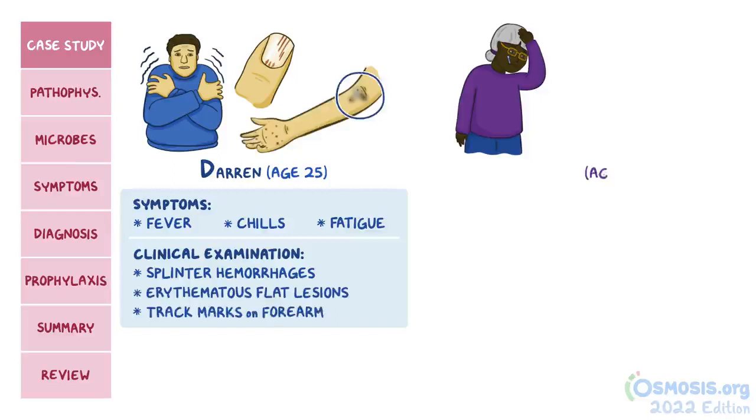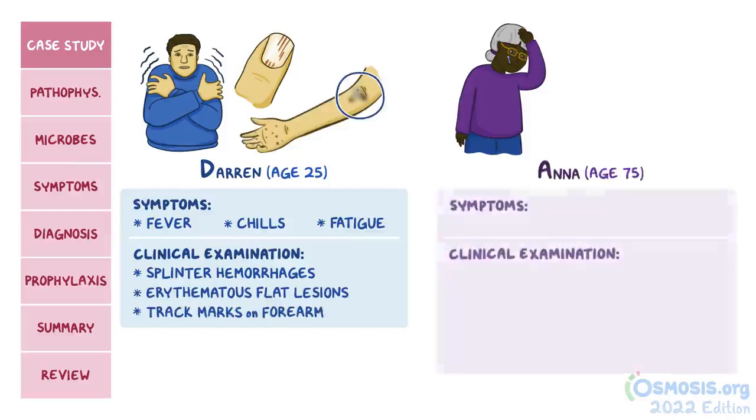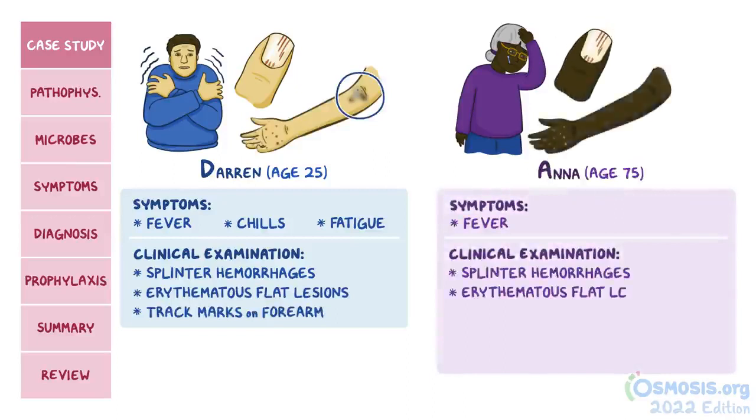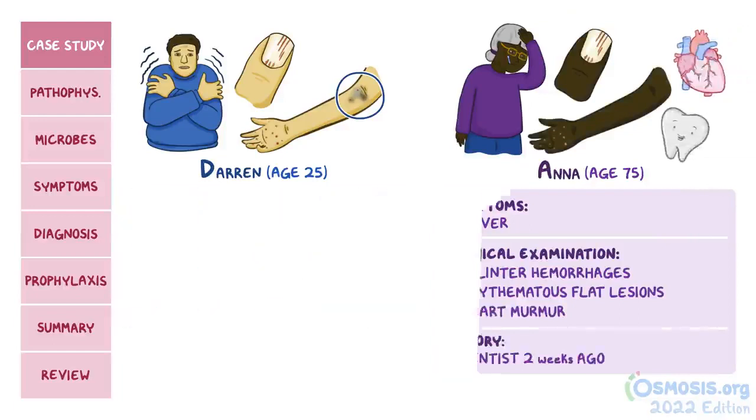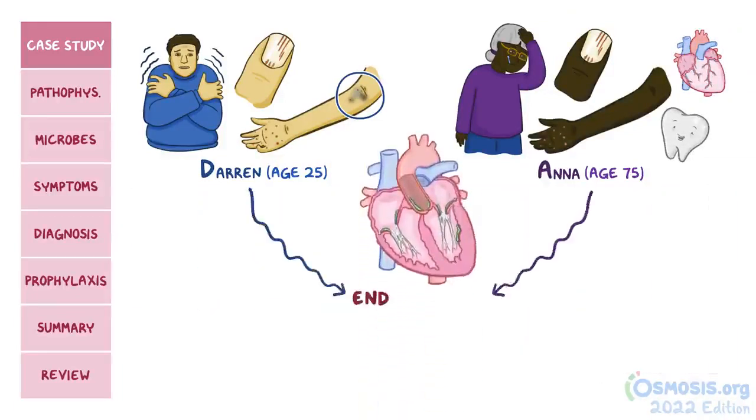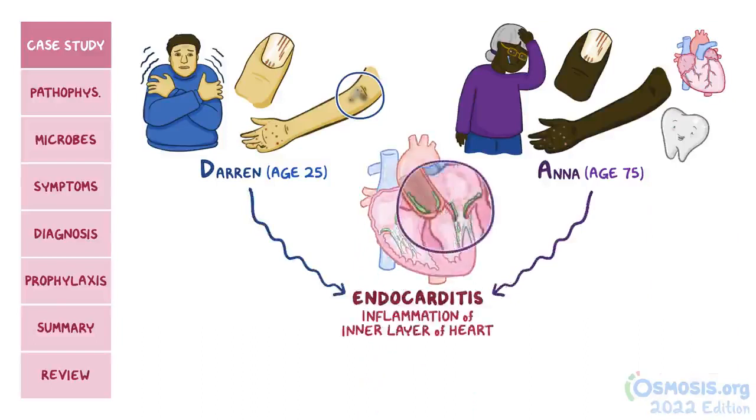The other one is 75-year-old Anna, who also had a fever and the same splinter hemorrhages and erythematous flat lesions that we previously saw. On auscultation, a heart murmur was heard. On her history, she said she was at the dentist 2 weeks ago. Okay, so both people likely have endocarditis, or inflammation of the inner layer of the heart.